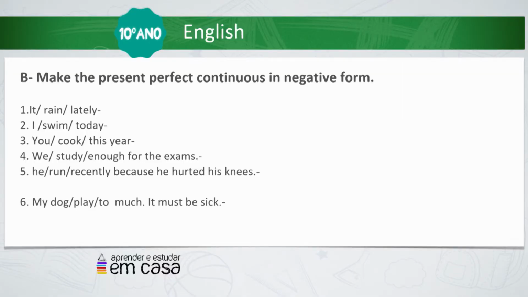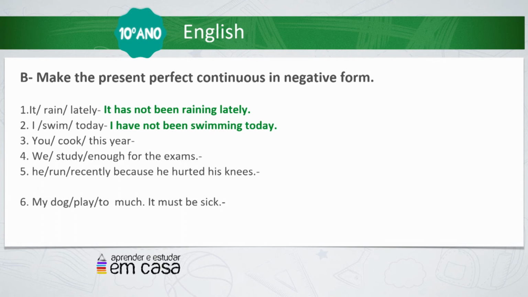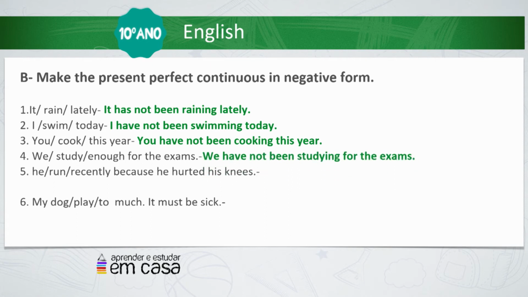1. It rained lately. It has not been raining lately. Remember, has because the subject is it. 2. I swim today. I have not been swimming today. 3. You cook this year. You have not been cooking this year. 4. We study enough for the exams. We have not been studying enough for the exams. 5. He ran recently because he hurt his knees. He has not been running lately because he hurt his knees.